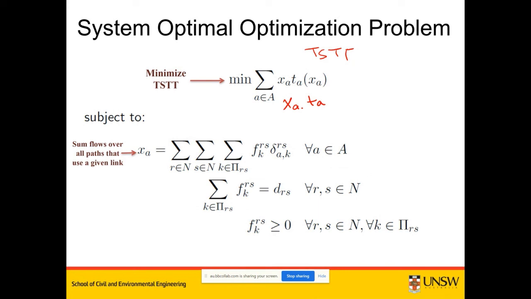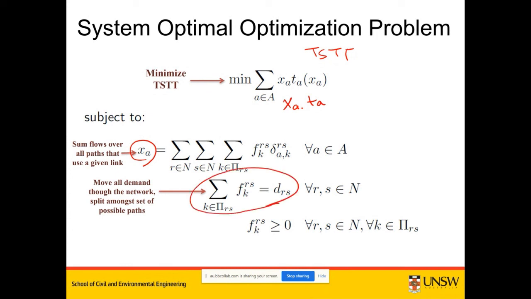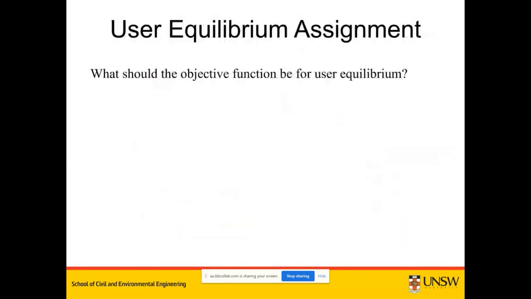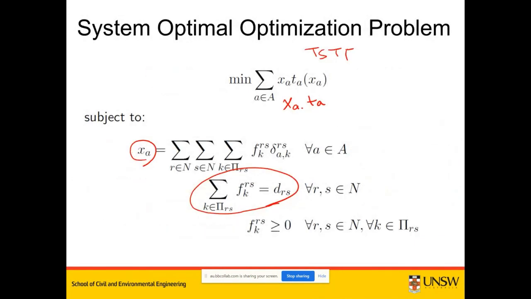So the first constraint is summing flows over all the paths to give me the link flows, ensuring the relationship between path flow and link flow is satisfied. This gives me the demand conservation, moving all the demand through the network. And this is the non-negativity of path flows. But now, so this was system optimal, okay? So this is system optimal, easy to understand.